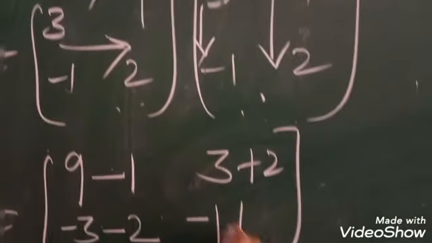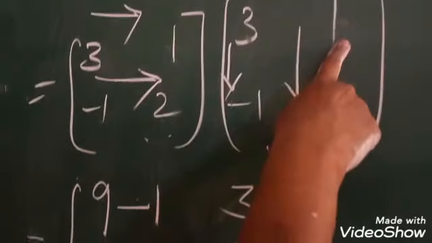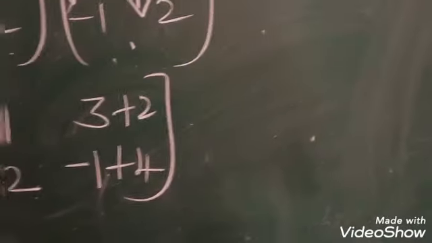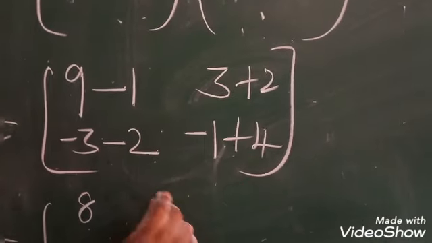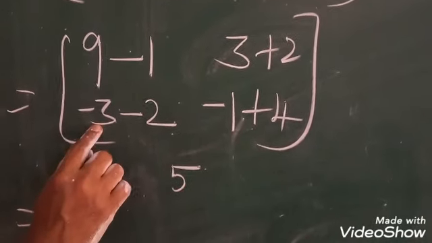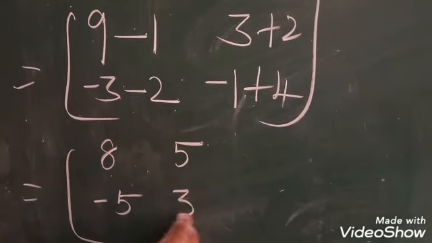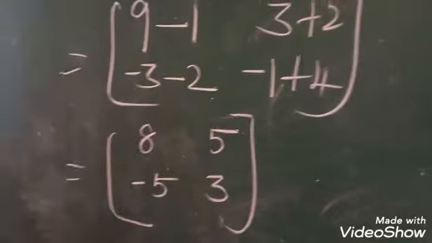Okay. Minus 1 into 1, minus 1. 2 into 2, 4. Okay girls. So now you have to simplify. 9 minus 1, 3 plus 2, then minus 3 minus 2, minus 1 plus 4. That gives 8, 5, minus 5, 3. Okay girls, so this is the A squared answer.